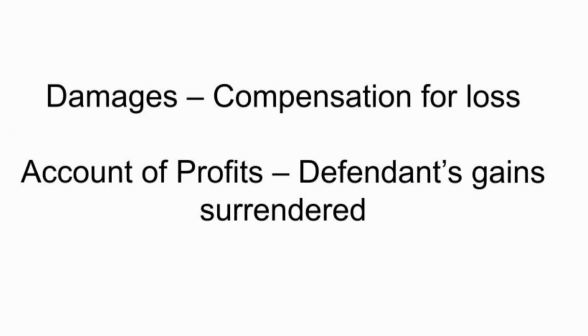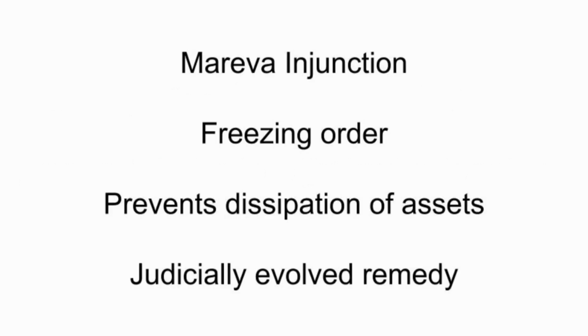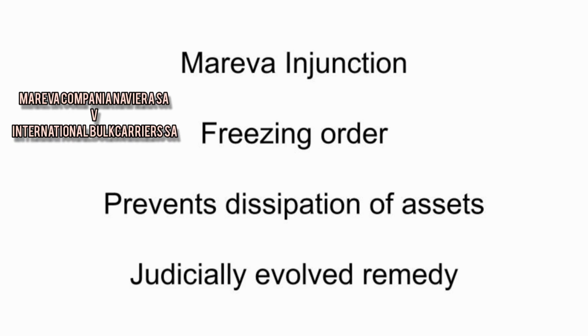Then damages. It is a monetary compensation which is calculated based on the loss suffered by the plaintiff. Then the account of profit. Here the defendant has to surrender to the plaintiff all the profits which he illegally got because of the infringing product. Then Mareva injunction. It emerged from the landmark case known as Mareva Compania Naviera SA versus International Bulkcarriers.